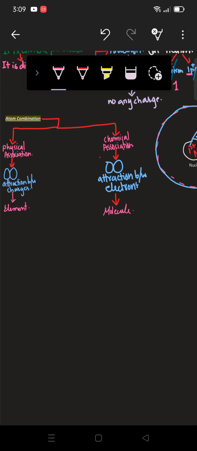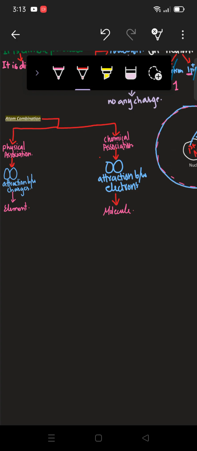An element is a combination of atoms, and a molecule is a combination of atoms as well. But an element is a combination of atoms joined together by physical association, meaning there is no attraction between their electrons. However, a molecule is a combination of atoms as well, and those are joined together by chemical association, meaning there is an attraction between their electrons. So this is basically the difference between an element and a molecule.